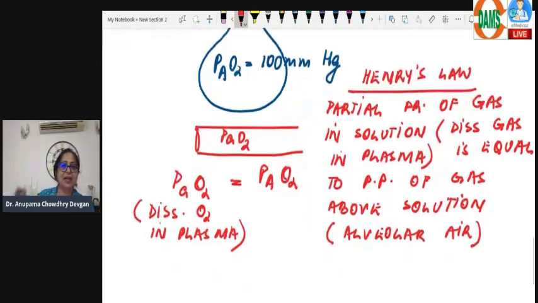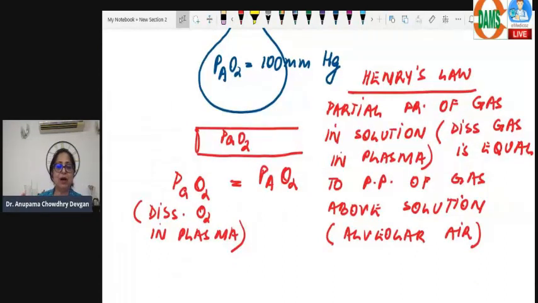Henry's law states that the partial pressure of a gas in a solution, here the solution is plasma, the dissolved gas in plasma, will be equal to the partial pressure of the gas above the solution. That is the alveolar air. So the partial pressure of oxygen in the arterial blood will be equal to the alveolar partial pressure of oxygen. This is the significance. That is why we want to know how much the alveolar O2 is, because alveolar O2 will determine what the arterial O2 is.